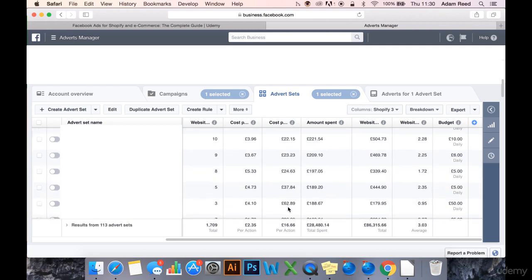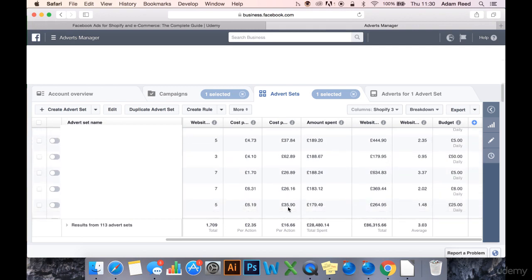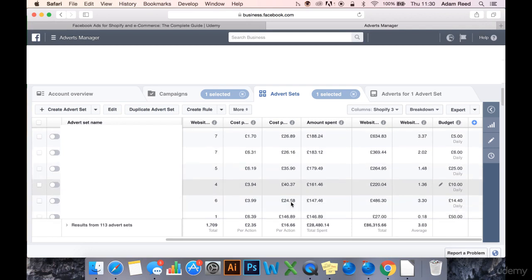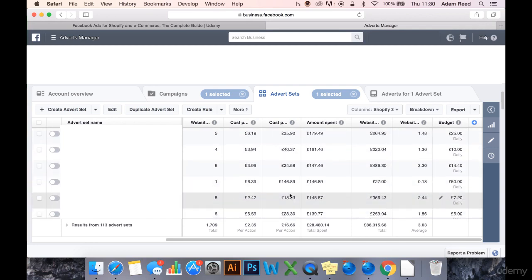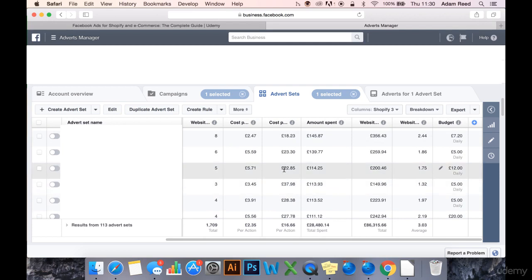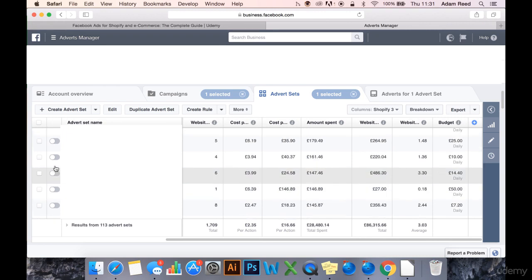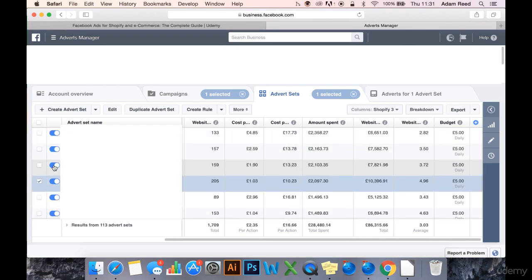62 running at a loss. 26, 35, 40, 24. So many running at a loss here that all you do is head over and click this. If it's blue, it means it's active and running. If it's grey, it means it's no longer running. This is what I call the kill switch. If you want to kill it, make sure it's grey, as it is shown here. If you want to keep it running, make sure it's blue, as shown here.